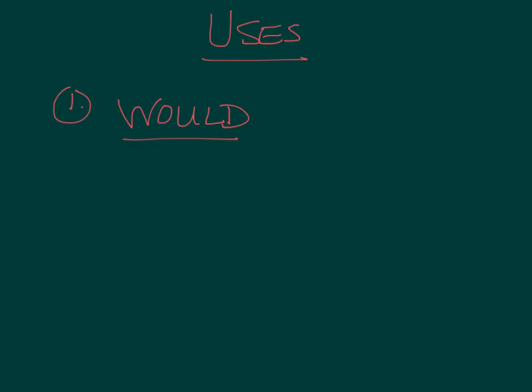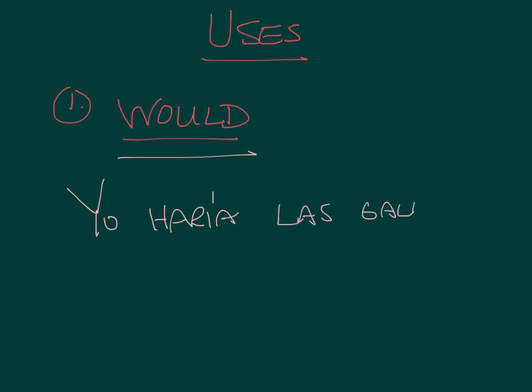As far as the conditional is concerned, it really has two major uses. The first one comes from the meaning of the verb, which is would. So this is just the way that it works back and forth between English and Spanish. So if you are writing sentences, yo haría las galletas, I would make the cookies.